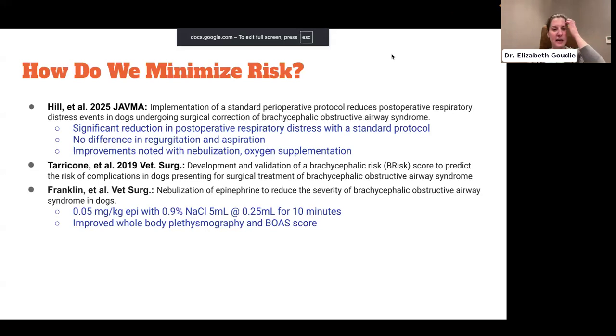Sorry about that. And then Franklin et al. from Vet Surgery showed nebulization of epi reduced the severity of brachycephalic obstructive airway syndrome in dogs. This is a really easy thing to do.